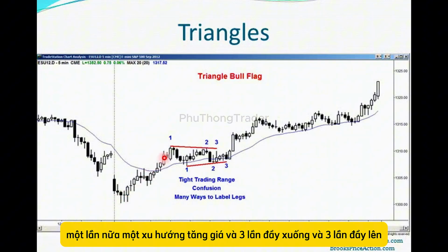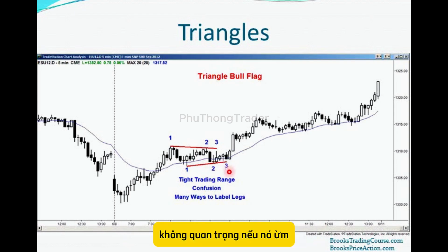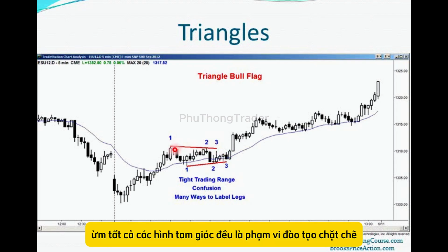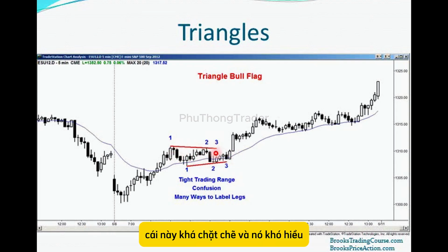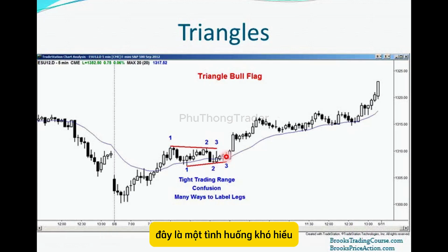Again, a bull trend and 3 pushes down and 3 pushes up. As soon as you see 3 pushes up or down, you should think of it as a triangle. Doesn't matter if it has a great shape or not a great shape. Functionally, it's the same as a triangle. All triangles are tight trading ranges. This one is fairly tight, and it's confusing when you're at this point in the day. You're saying, I don't know what's going on. This is a confusing situation. It might break to the downside, it might break to the upside.